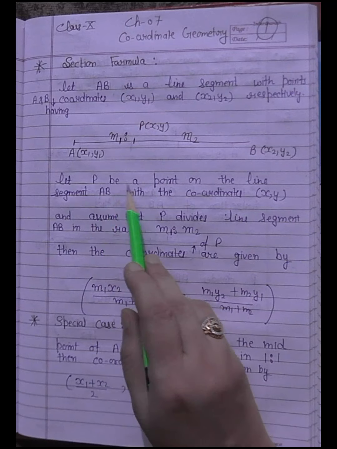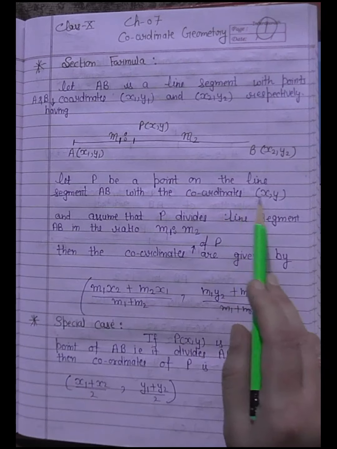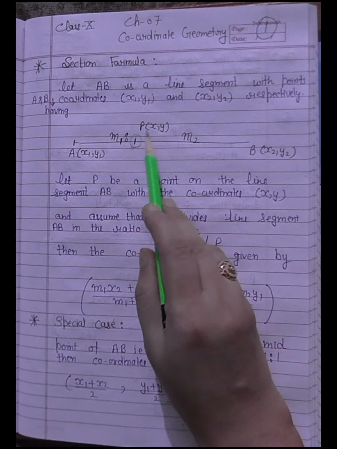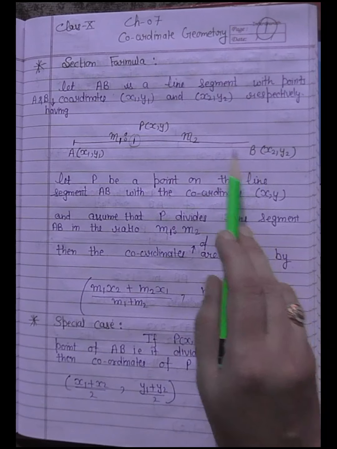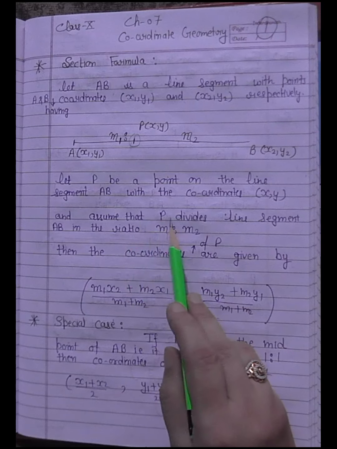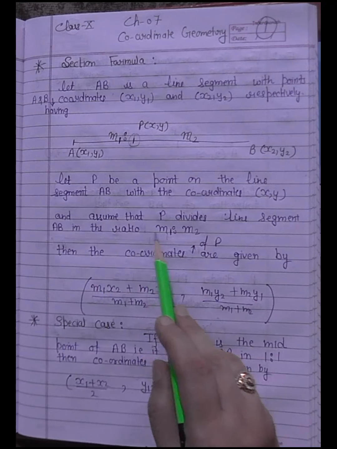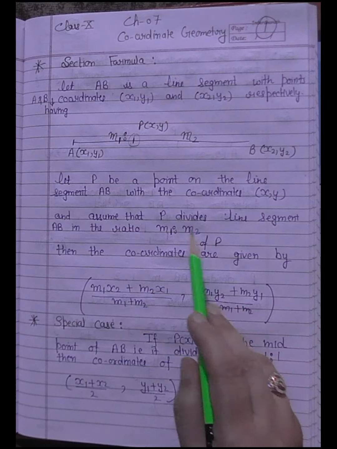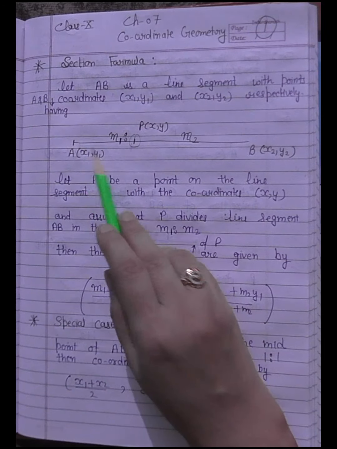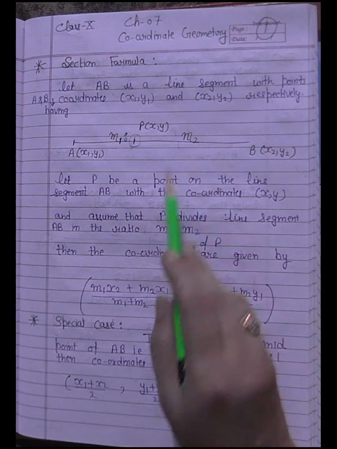Let P be a point on the line segment AB with the coordinates x, y. Here I have taken a point P on the line segment AB with the coordinates x, y. And assume that P divides the line segment AB in the ratio m1 ratio m2. I have taken that this point P is dividing the line segment AB in the ratio m1 ratio m2.